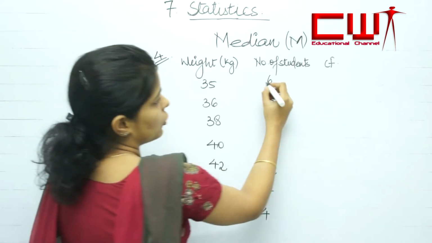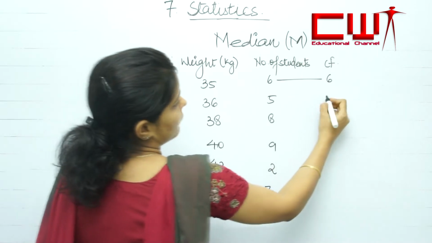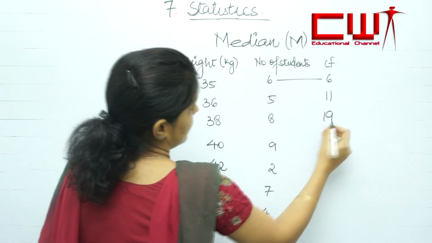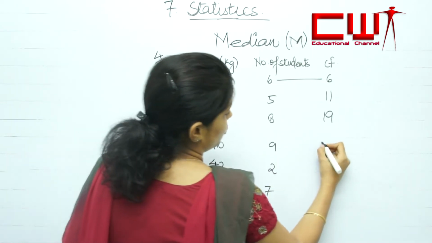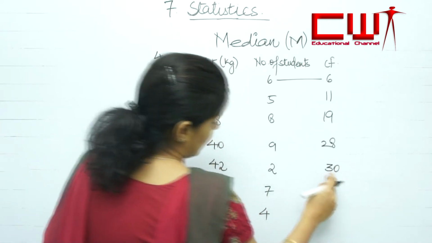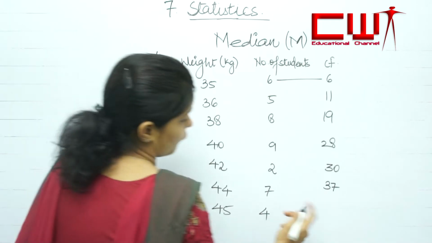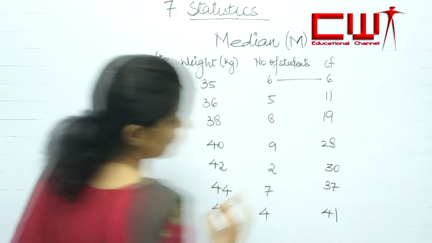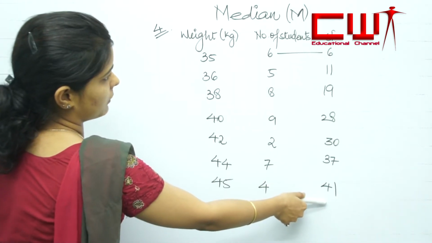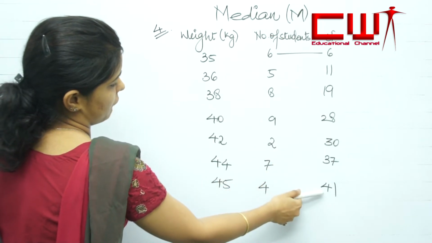How will you find it? You write the first number as it is, 6. Now this 6 plus 5 will give you 11. 11 and 8 will give you 19. 19 and 9 will give you 28. 28 plus 2 will give you 30. 30 plus 7 will give you 37. 37 and 4 will give you 41. Alright, this is how you do it. So now we have made up the cumulative frequency: 6, 11, 19, 28, 30, 37 and 41.